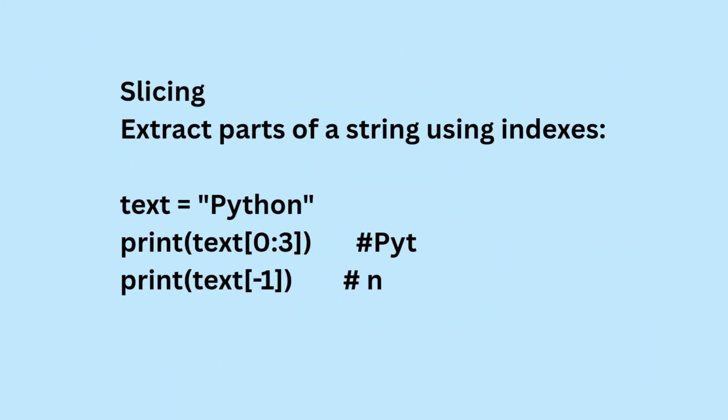Here text is the variable, that is Python inside double quotes, and we have print text 0:3. That means the string is created in memory as a string. Initially p is 0, y is 1, t is 2, and h is 3, then 4, 5, etc. So text 0:3 means from p, that is 0, then 1 is y, then 2 is t. So it will print p, y, t. And print text -1. -1 means the last part, that is n. Okay, when we run this code, we can see the output.